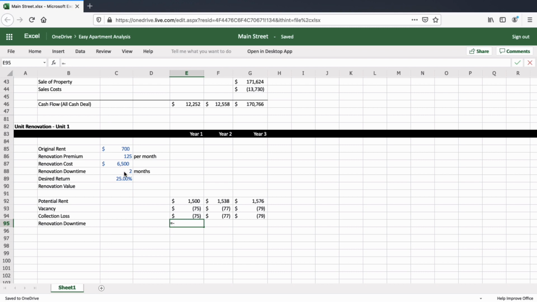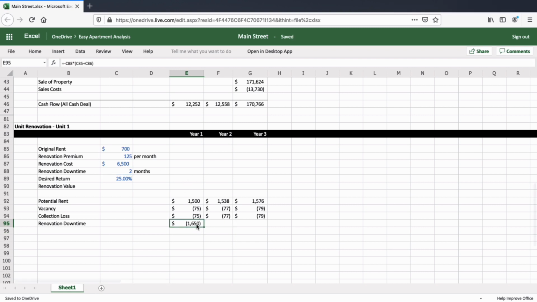Negative, because it's a negative amount. You're subtracting it from potential rent because this is your money you're not receiving while you renovate it. Times, open parenthesis, $700 original rent, plus the renovation premium. Parentheses change the order of operations. You may have heard that in grade school. The math in the parentheses happens before the math outside the parentheses happens. So you multiply the 2 months times the sum of these two things. You got it?